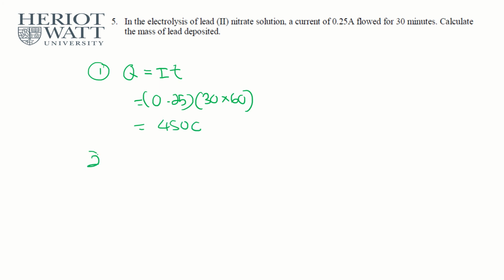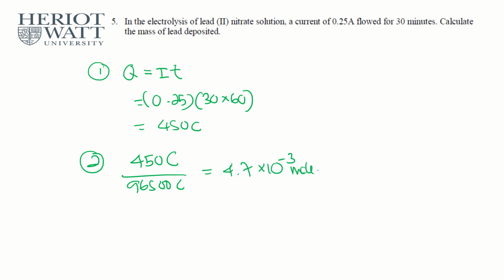Okay, that's step 1. Step 2, we use 450 coulomb charge divided by 96500 coulomb charge. 96500 is for 1 mole of electrons, 450 for how many? So if you divide them, you will get the mole of electrons, which is 4.7 times 10 to the power negative 3 moles of electrons.